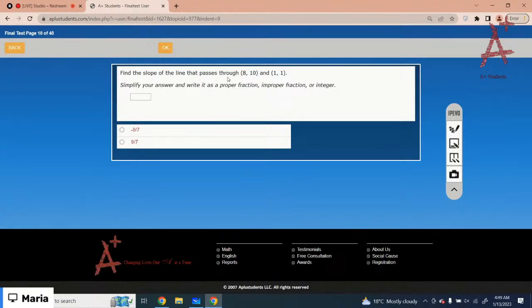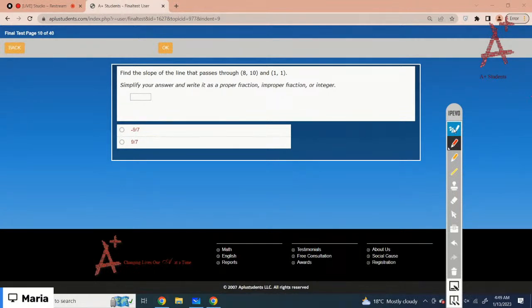Find the slope of the line that passes through the points. You're given two points. Just find the slope. That would be m equals y2 minus y1 over x2 minus x1, which is 1 minus 10 over 1 minus 8. It would be negative 9 over negative 7. Cancel out the negative signs and it would be 9 over 7. So the correct option is 9 over 7.